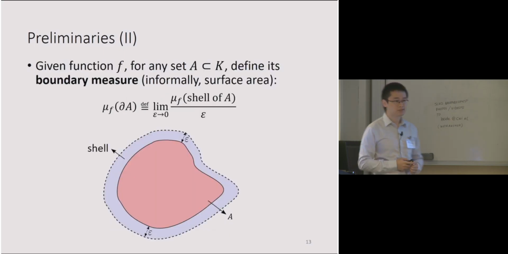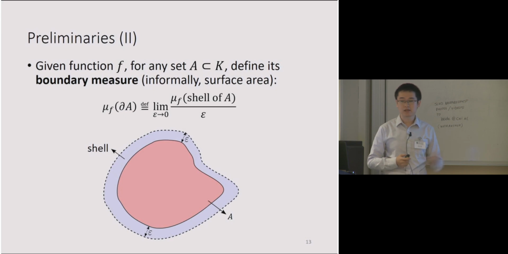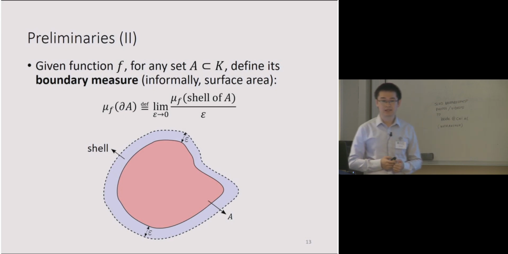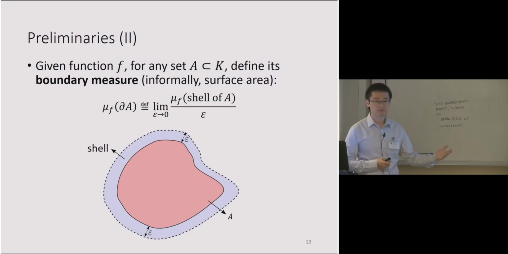The second notation is called a boundary measure. It is defined on an arbitrary function f and an arbitrary set A. Formally, it is the ratio between the volume of a shell outside of A divided by the thickness of the shell. But informally, you can just understand this quantity as the surface area of the set A under the probability measure mu_f.